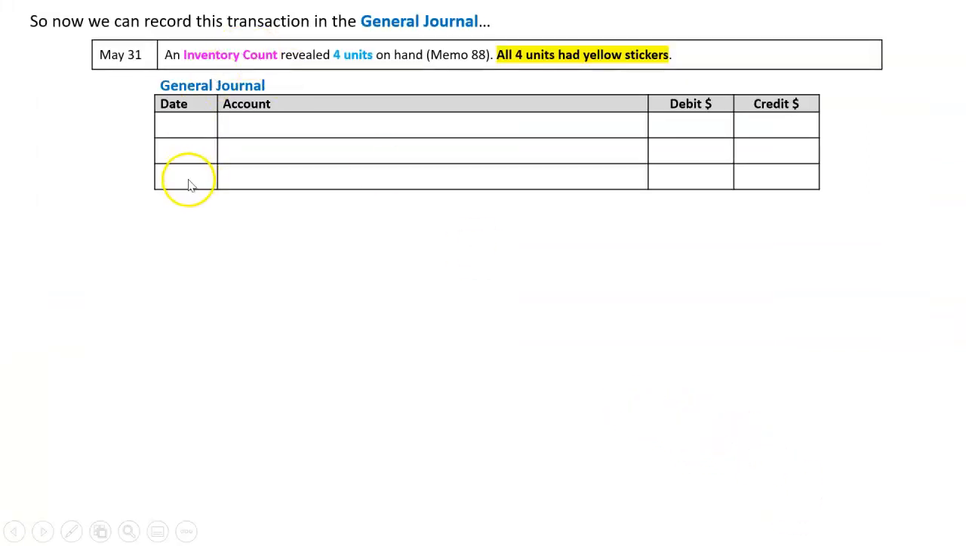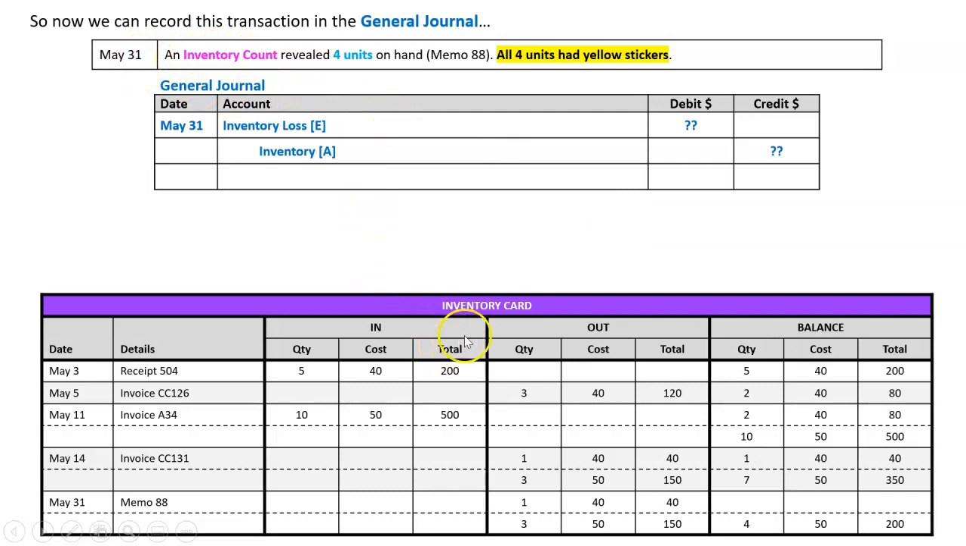So this time, the general journal entry would be a little bit different. This time I'm going to do a debit to an expense called inventory loss and a credit to inventory. Because it's going down, that will be a credit to the inventory account. But the amount, how did I get the amount? Well, that's not given to me in the question. So that is why I have my inventory card.